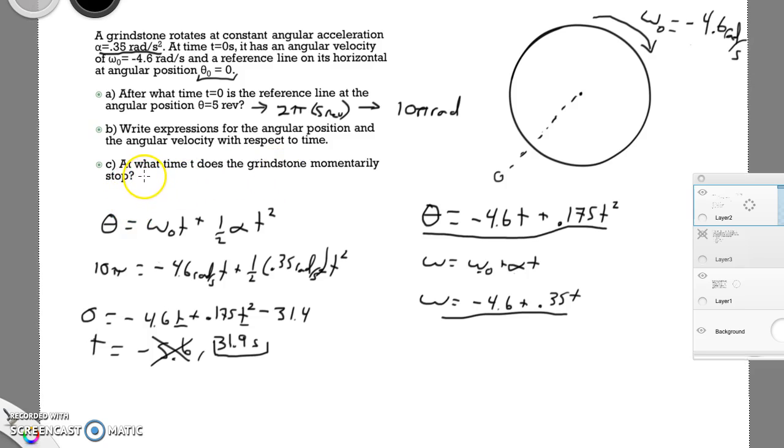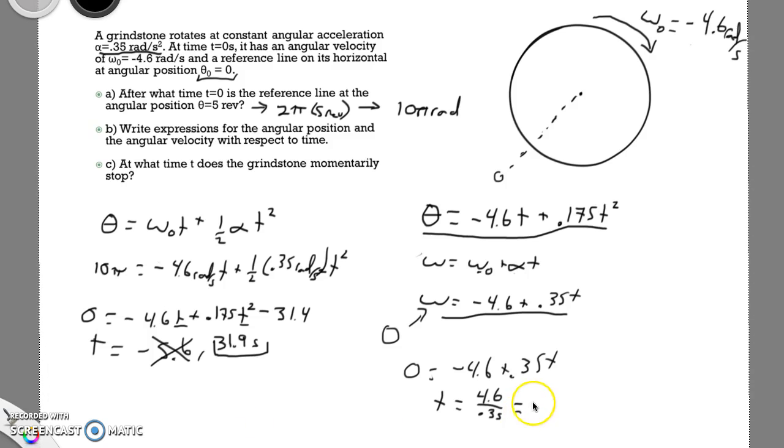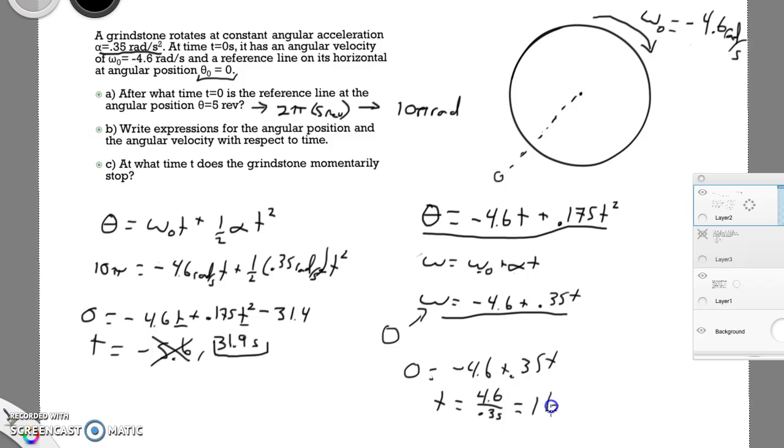Well, that would be at what time is the velocity equal to 0. So we can take this equation right here. We can substitute 0 for our final velocity. 0 equals negative 4.6 plus 0.35 t. Do a little bit of algebra, and t will be equal to 4.6 over 0.35. You divide those and you get that it would take 16 seconds for it to come to a stop. Okay, and then after that point, it would turn around and go in the positive direction.